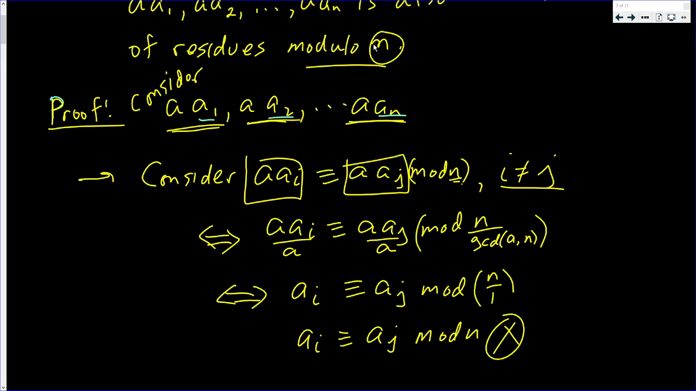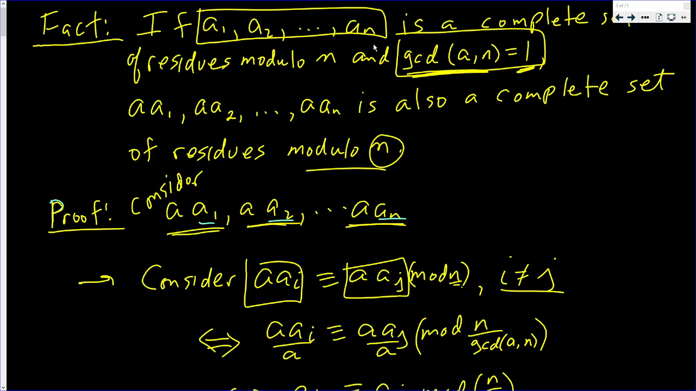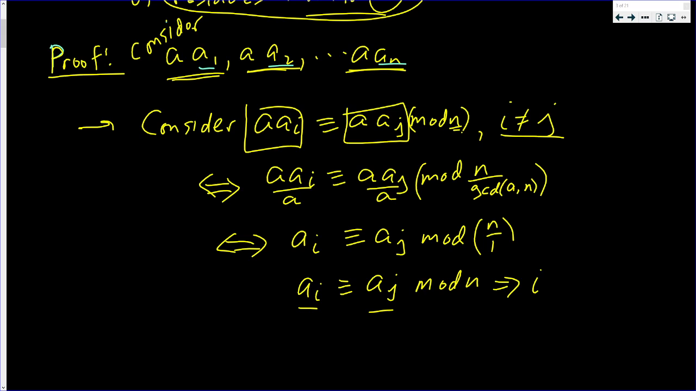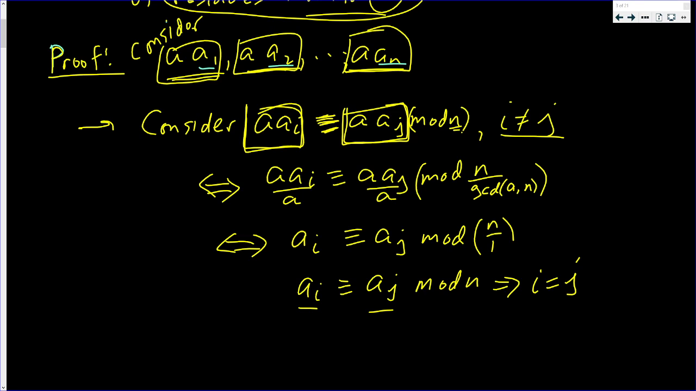Well, I should say that since these come from a complete set of residues modulo n, this implies that i equals j. That is, the only way they're congruent is if they're the same. And I did it in general. All of these are different in mod n.